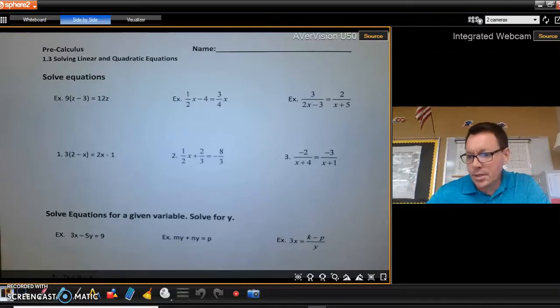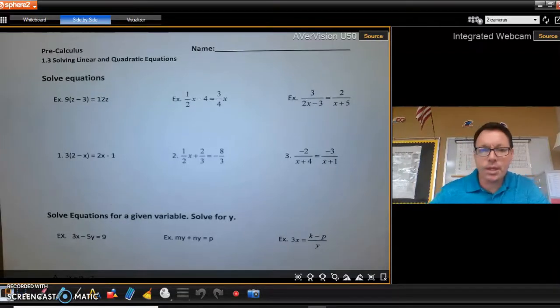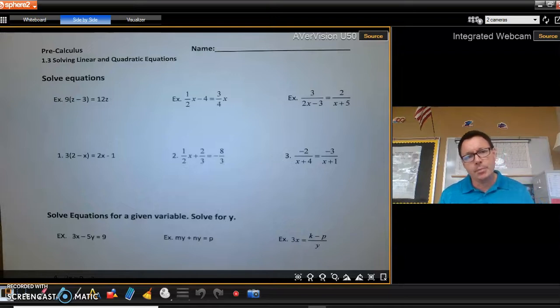Hey guys, today we're going to take a look at 1.3, and today we're going to focus on solving equations, so solving linear and also some quadratic equations. Now, solving linear equations, that should be something you're pretty comfortable with. I mean, literally you probably started solving equations in 7th grade, basic equations, and then they got a little harder from there. So we're going to start off, we're just going to kind of get your feet wet.